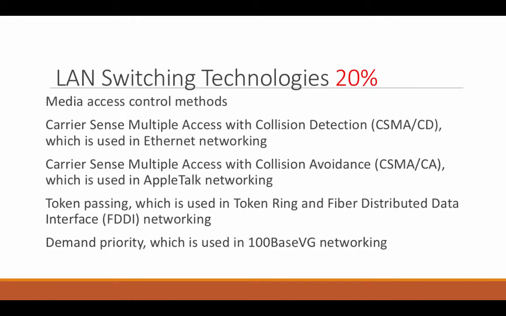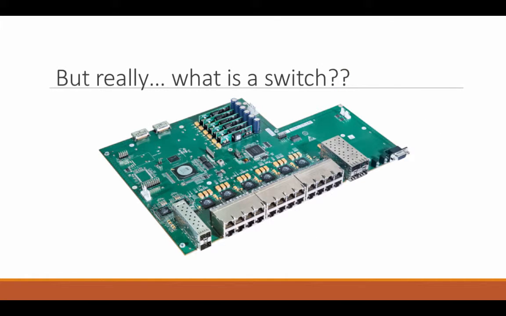And then we have demand priority, which uses 100BaseVG networking, which isn't really used anymore. But really, what is a switch? Switches occupy the same place in a network as a hub, but unlike hubs, switches examine each packet and process it accordingly, rather than just repeating the signal to all ports.